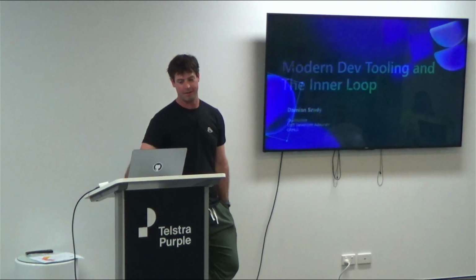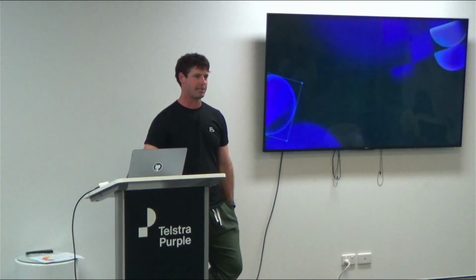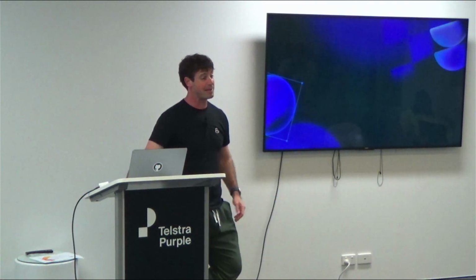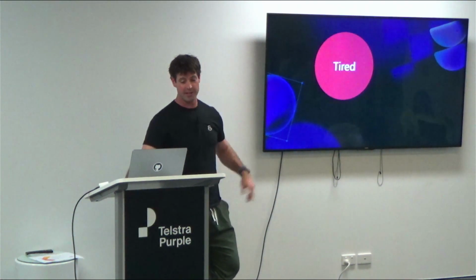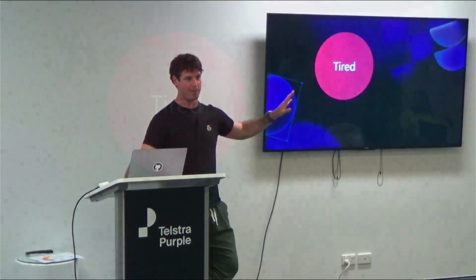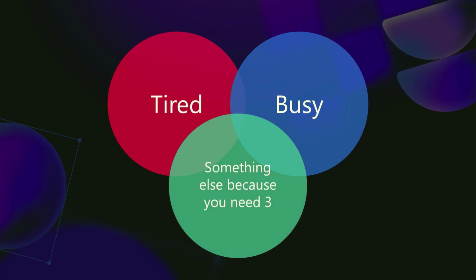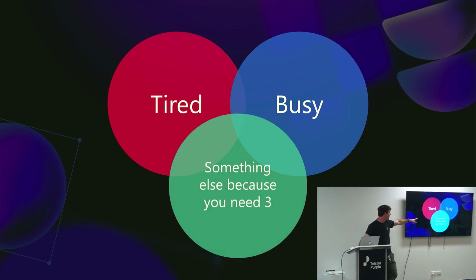Right now, I thought I'd start with a nice diagram. We're going to talk about the inner loop and dev tools, and this is going to be super loose because this is a combination. This is my diagram of where I am at the moment. I'm in the middle of this tired and busy, and then probably a third thing because you're supposed to have three. That's Damo not at his best, and that's where I am right now.